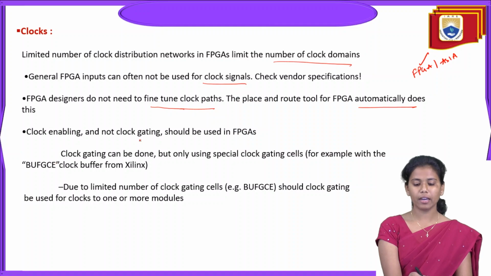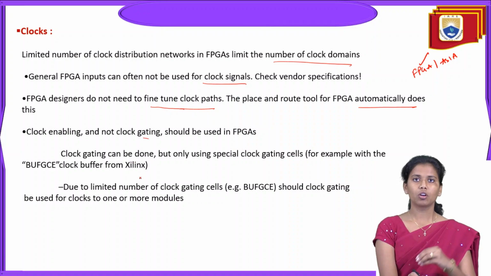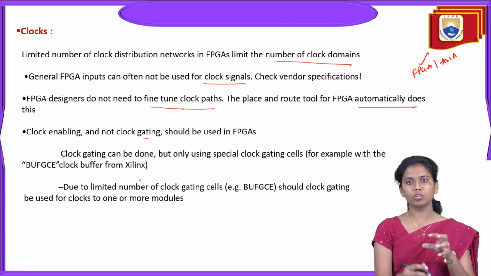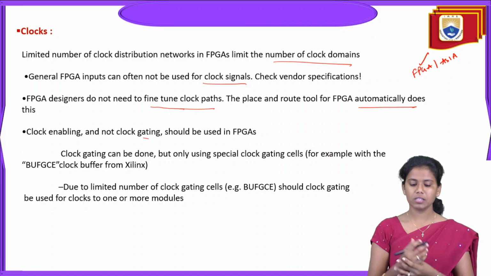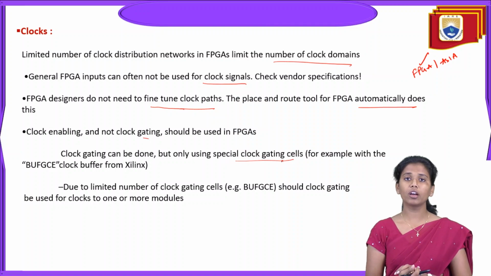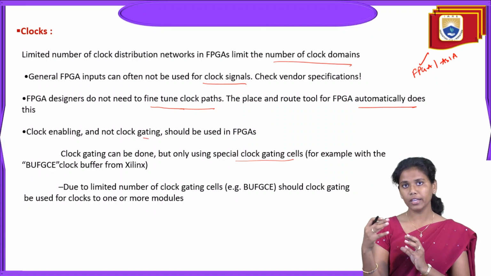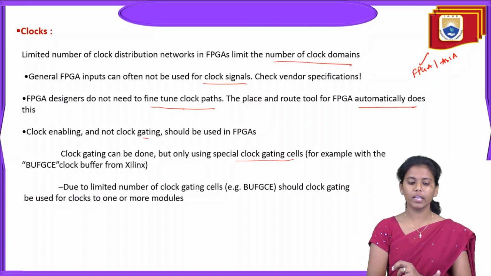And clock enabling, and not clock gating, should be used in FPGA. So in the FPGA, pertaining to the clock, clock enabling can be done by itself by default, and clock gating can also be done, but only using special clock gating cells. So the clock gating can be done only with the help of these special gating cells, and only those particular clock gating signals can be considered.